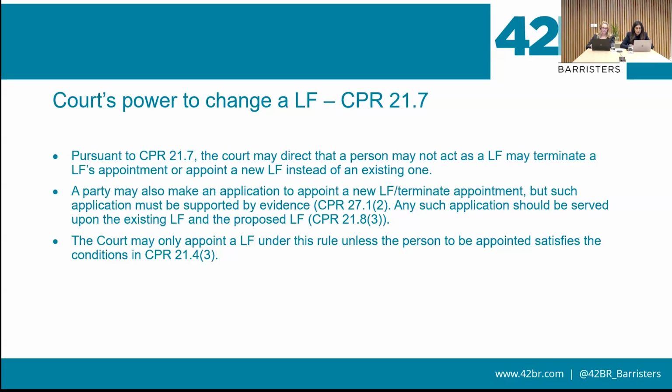Moving on to the court's powers to change a litigation friend. This is dealt with in Rule 21.7. Now, an application for an order under 21.7 must be supported by evidence. Insofar as the application concerns the appointment of a new litigation friend, that evidence will have to satisfy what's set out in Rule 21.4(3), which of course we've already been through. In terms of whom that application needs to be served upon, it's got to be served on every person in accordance with Rule 6.13 that the claim form must be served upon.